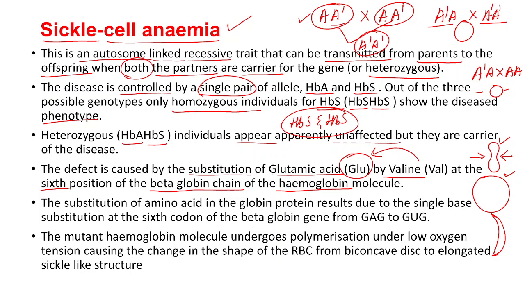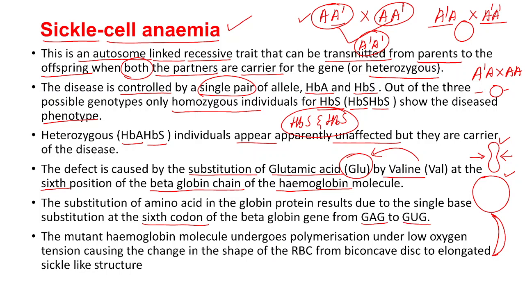Next one, substitution of an amino acid in the globin protein results from a single base substitution at the 6th codon of the beta globin chain. Is that clear? On the 6th codon, GAG will be there and it will be replaced by GUG.